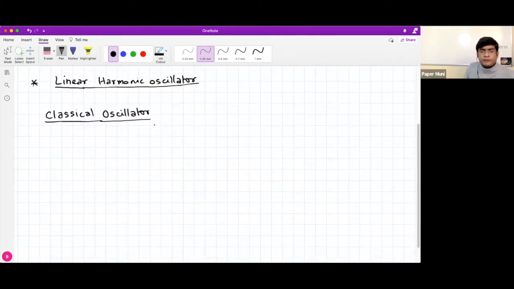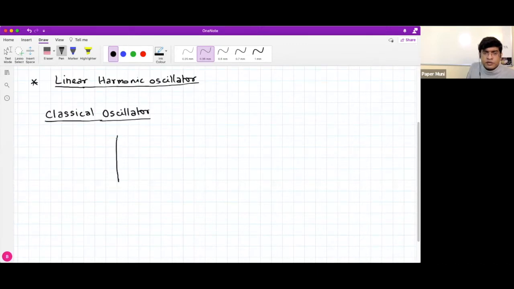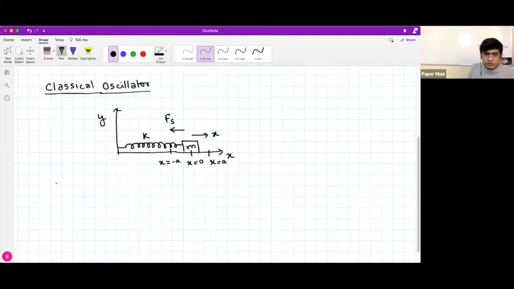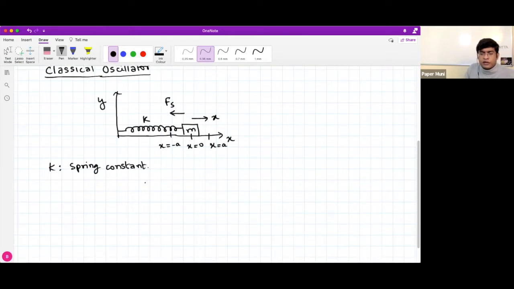All right. So in this case, this is Fs, and this is X, this direction. Now let's say that X is equal to zero. This is the mean equilibrium position, and this is X equal to A, and this one is X equal to minus A. Now K is the spring constant.